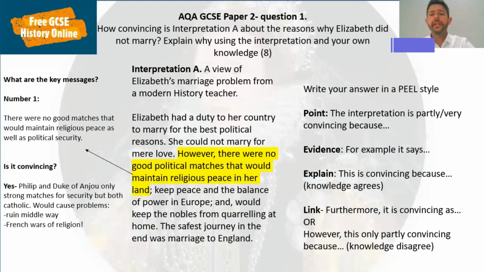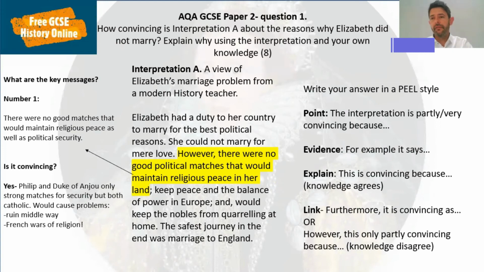So we don't want to do our points as normal. Interpretation is partly or very convincing because we want to give our evidence. For example, it says, and we want to explain. This is convincing because, and can I really encourage you to make sure you use that phrase, this is convincing because, to develop your argument.